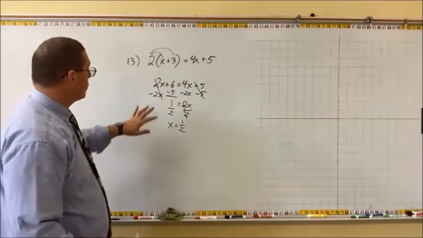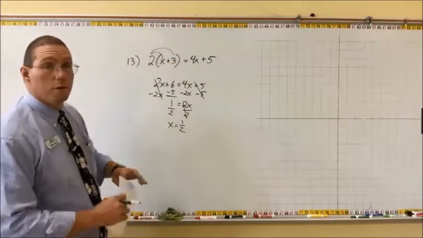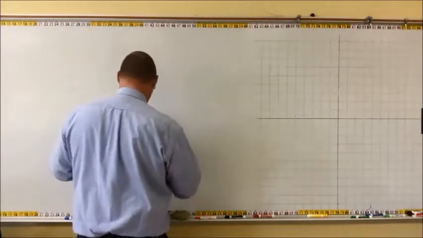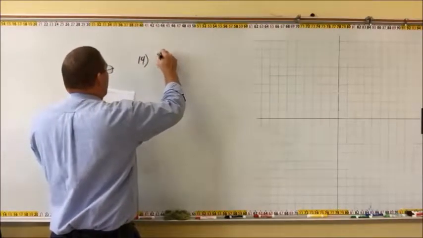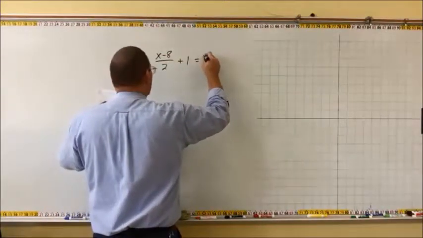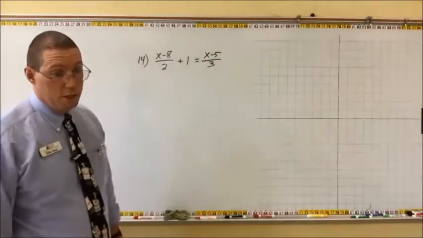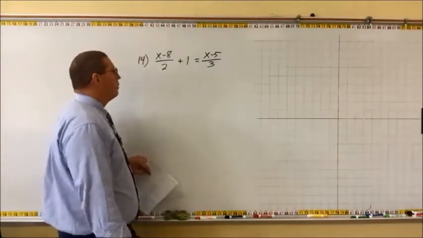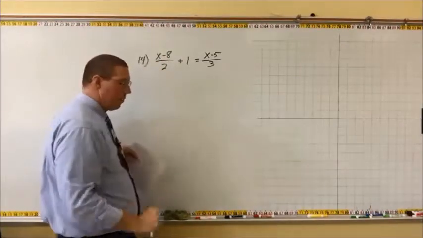Okay? Don't forget to distribute here. Don't just do 2x plus 3, it's 2x plus 6. You got to distribute that too. All right? Let's do question 14. Okay, 14 was interesting. We have x minus 8 over 2 plus 1 equals x minus 5 over 3. Now, there were all kinds of interesting problems with this one. I think everybody pretty much understood that they had to multiply by 2 to cancel this denominator and multiply by 3 to cancel this denominator.